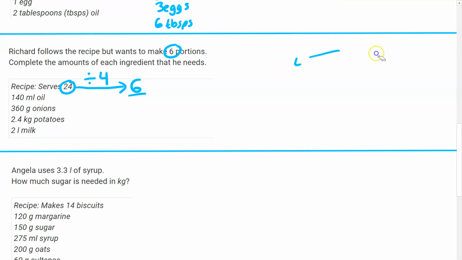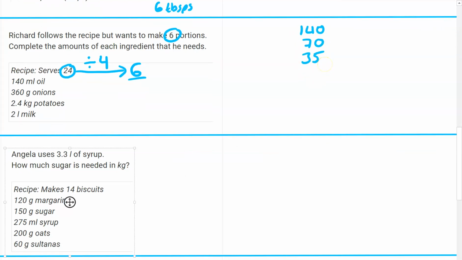You could actually, it might be easier to do it this way. Dividing by 4 is half it and half it again. So if I start with 140 and half it, I get 70. Half it again is 35. So I want 35 millilitres of oil.